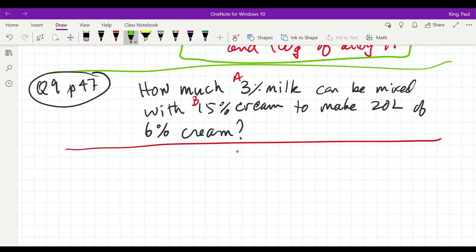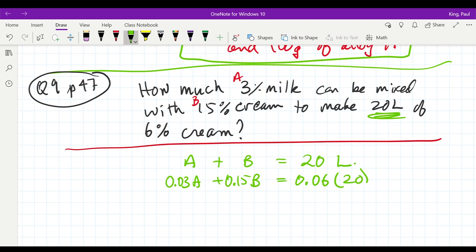And so I'm going to say the amount of A plus some amount of B has to equal 20 liters, right? 20 liters, which is what we are being given in the question. As for the fraction which ends up being pure cream, we need 0.03 of A plus 0.15 of B makes, well, if B is in liters and A is in liters, then we want 0.06 of 20. So this is pure cream.